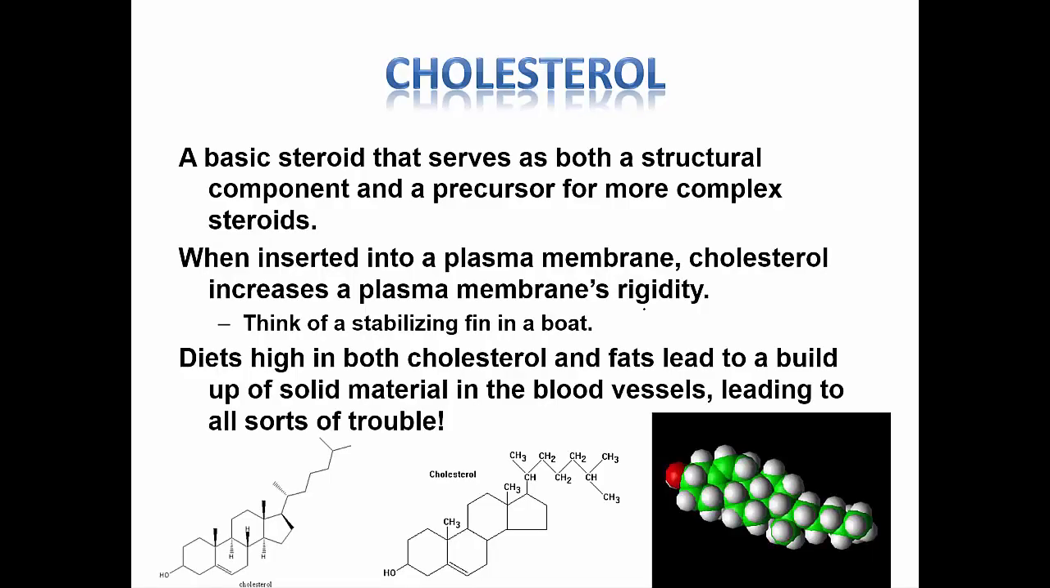And so you can see here, in the case of cholesterol, which is the most common steroid, there's the 6665, and then you have all these different functional groups attached to it. Okay, so cholesterol is both a basic common steroid that has a function. When you put it in a cell membrane, it actually increases the membrane's rigidity or stiffness, makes it stiffer, which is important based on changes in temperature, for example. Okay, and diets that are high in cholesterol and fats lead to buildup of plaques, the solid material on the blood vessels.